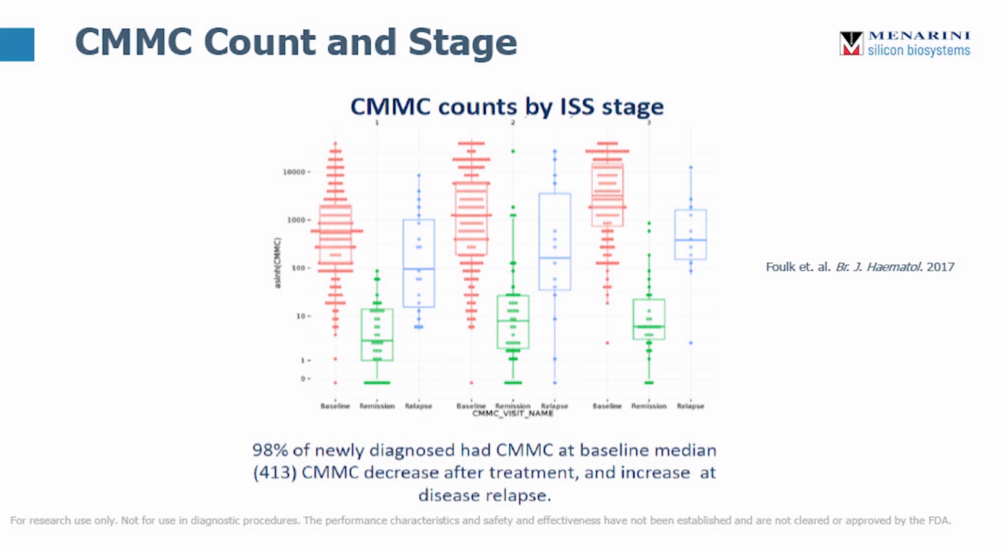Now what you can see, if you look at the data presented in red, is that overwhelmingly newly diagnosed cases in samples drawn at baseline showed CMMCs. And in some cases, there were thousands and tens of thousands of CMMCs in the patient sample. At remission, after treatment, we see a decrease in CMMCs, like we would expect. And upon relapse, we see a return to higher levels of CMMCs. This demonstrates that there is potential here to utilize CMMCs to monitor disease progression.